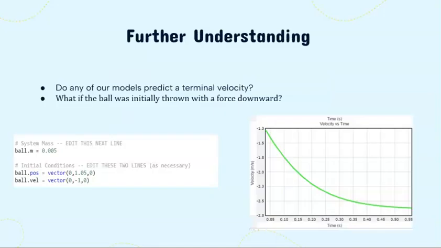software. For further understanding of the object, do any of the models predict a terminal velocity? Yes, the computational model that includes a drag force predicts that the object will stop accelerating and reach a terminal velocity which it cannot exceed. And what if the ball was initially thrown with a downward force? The acceleration of the ball would still decrease as it would still be acted on by the same net force once in motion. The difference, however, might be that the changes to the velocity and acceleration are faster.